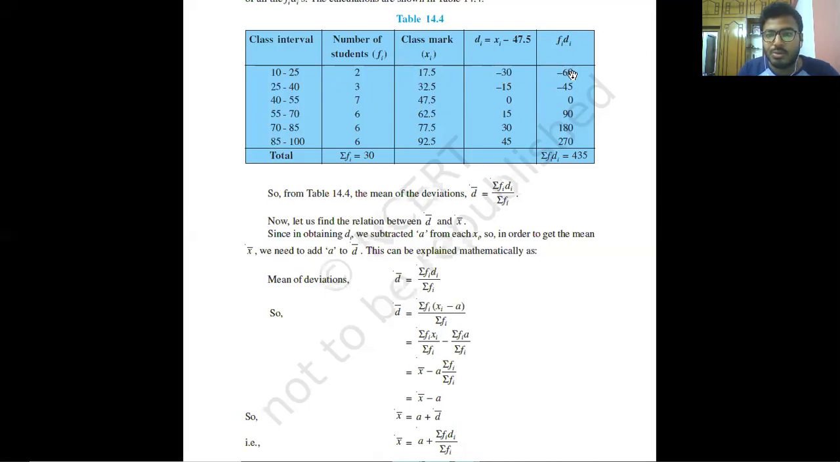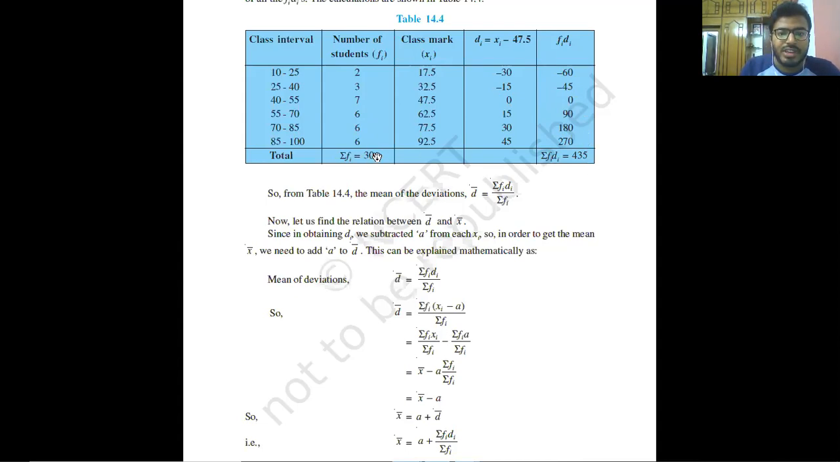So 2 into 30 is how much? 60. Then 3 into 15 is how much? 45, and the minus sign is there, so minus 45. 7 into 0 is 0. 6 into 15 is 90. 6 into 30 is 180. 6 into 45 is 270. Now you have to add all this. Add the minus ones together and write the minus here. That is 60 minus 45, so minus 105. Then add all the positive ones, and you'll get 435. Hope you can do the summation.